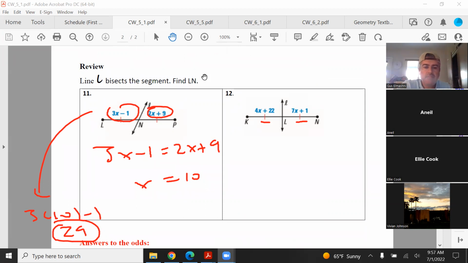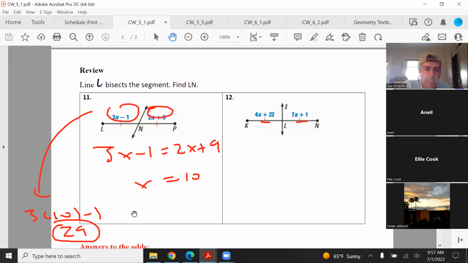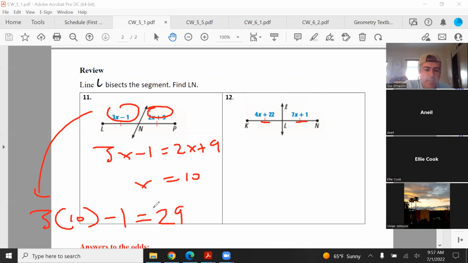Does that say 3x equals 11 minus 1 on the bottom left? 3 times 10 minus 1. Oh, okay, thank you. Yeah. Let me write it again more nicely. Yeah, so you get 29.